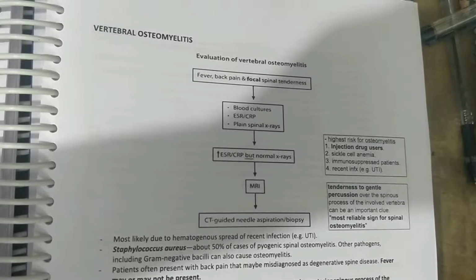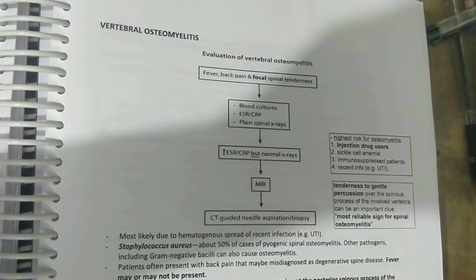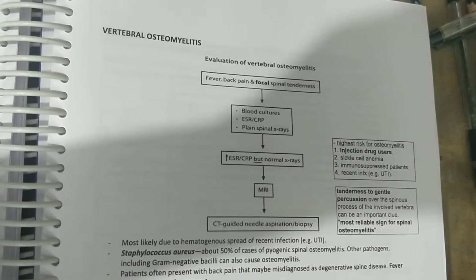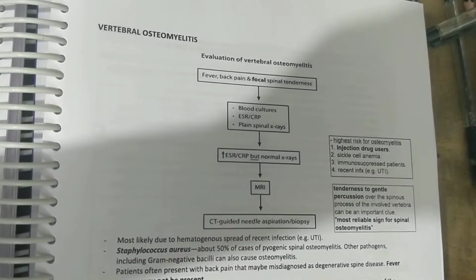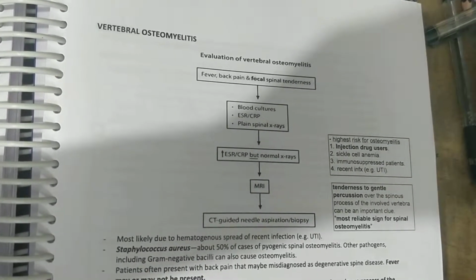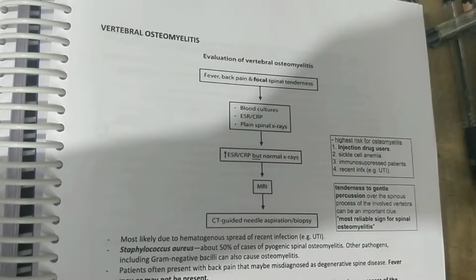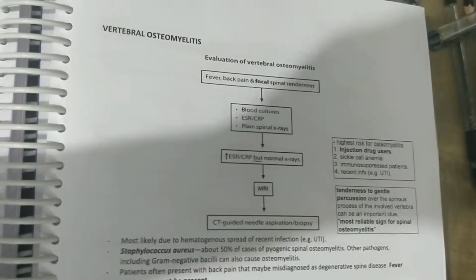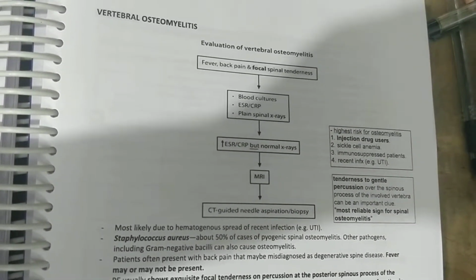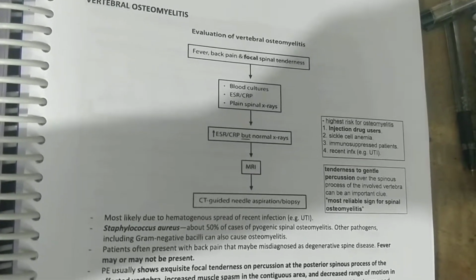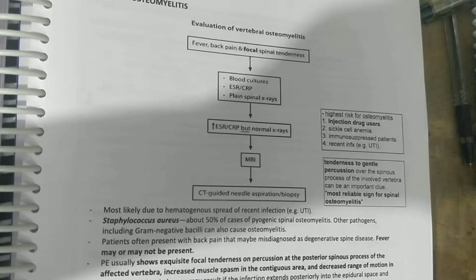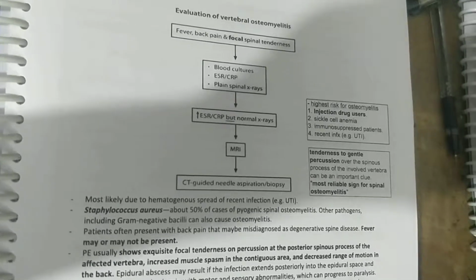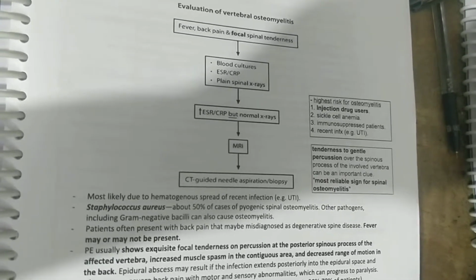Sickle cell anemia also has increased risk, immunocompromised, and recent infection are other risk factors for osteomyelitis. In vertebral, the hallmark is tenderness to gentle percussion over the spinous process of the involved vertebrae. It is the most important clue. Most reliable sign for spinal osteomyelitis is tenderness, most likely due to hematogenous spread of recent infection, for example the UTI. Staphylococcus aureus causes about 50% of the cases of pyogenic spinal osteomyelitis. Staph aureus is ubiquitous. Other pathogens, including gram-negative, can also cause it.